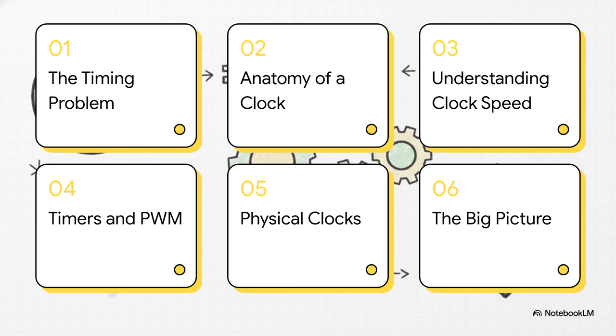Here's our roadmap for today. First, we'll look at the timing problem. Second, the anatomy of a clock. Third, understanding clock speed. Fourth, timers and PWM. Fifth, physical clocks and challenges. And finally, number 6, the big picture.